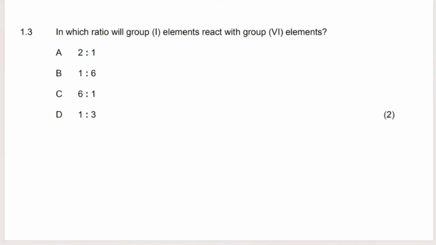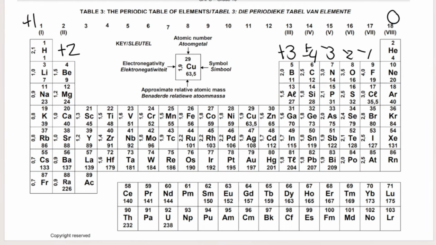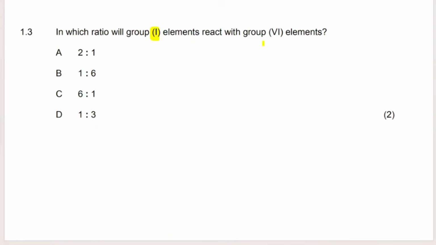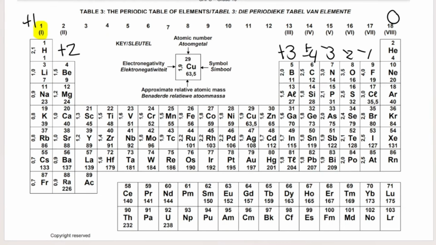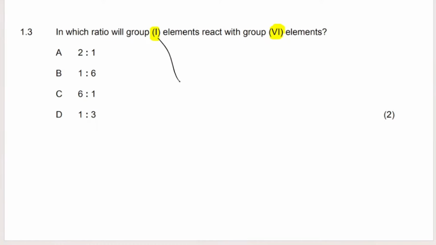Now let's just take a look at the periodic table. Group 1 elements are these ones over here. See how the question's phrased. It says group 1 elements to group 6 elements. So let's look for group 6 elements on our periodic table. That's these ones over here. Now we know that group 1 elements have a charge of +1 and group 6 elements have a charge of -2. So I'm just going to write that down for us quickly. Group 1 elements have a charge of +1, and group 6 elements have a charge of -2.